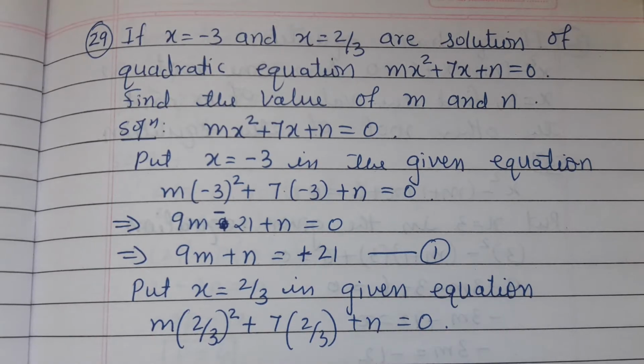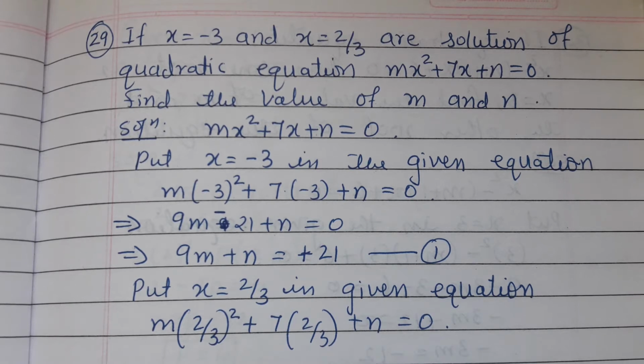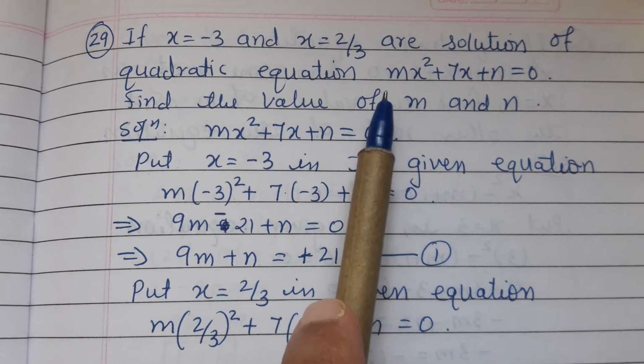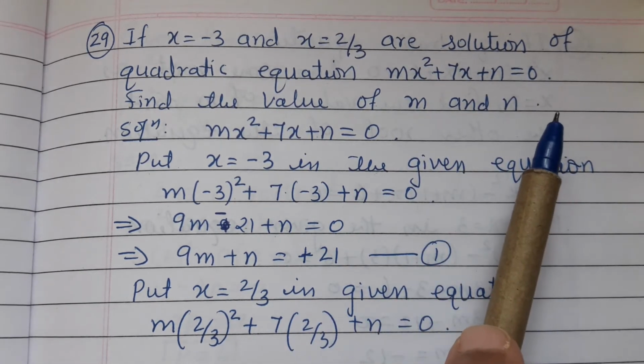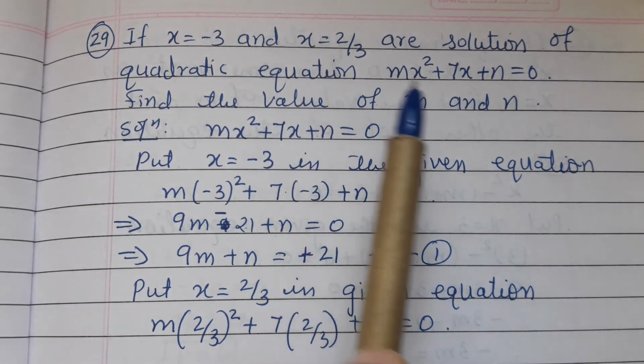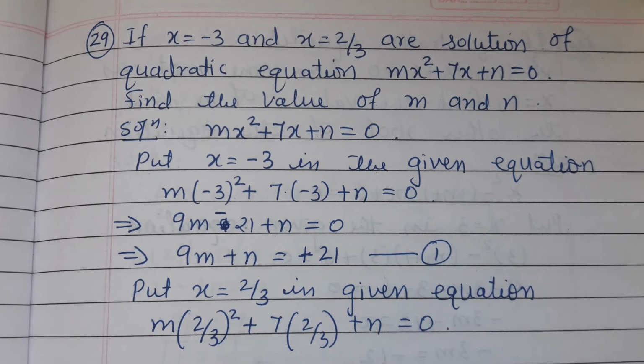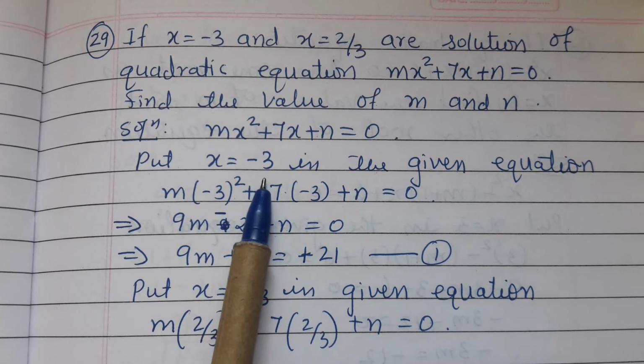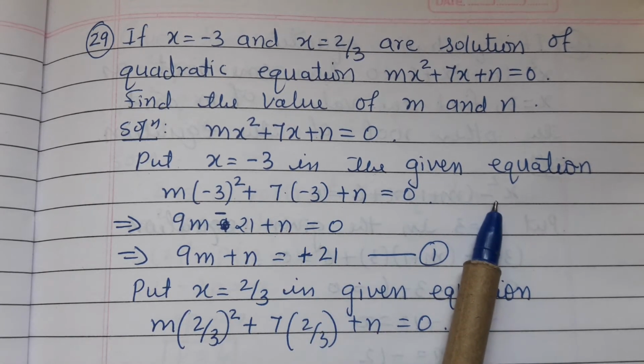Sum number 29. If x is equal to minus 3 and x is equal to 2 upon 3 are the solutions of the quadratic equation mx square plus 7x plus n is equal to 0, find the value of m and n. It means these two are the solutions. So when we substitute in this equation, the right hand side is 0. When we substitute the first value, we get one equation. We substitute the second value, we get the second equation, and then we will solve. So substitute x is equal to minus 3 in the given equation.